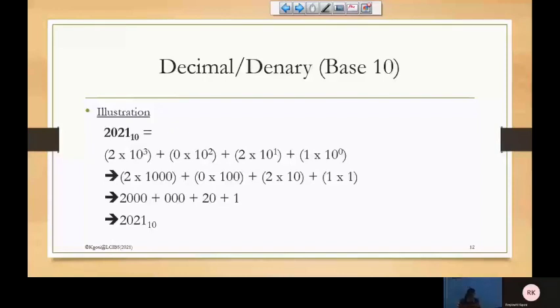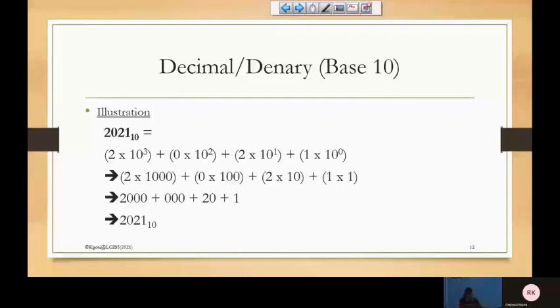Then the next number there is 2 times 10 to which position? It's in position 1. So it's 2 times the base, which is 10, to the power 1. The third position, we have a 0 there. So we have 0 times 10, our base, to the power of 2 because it's in position 2. Finally, we have that digit there, which is a 2. Multiply it by the base, 10, to the power of the position, which is 3, so 10 to the power 3.